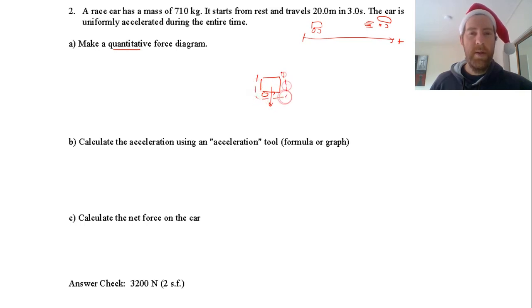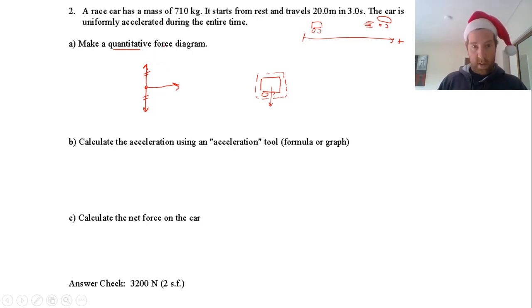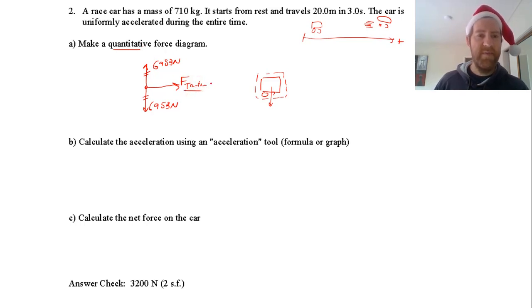I don't know why I'm drawing the whole thing, but maybe I'll draw it again over here. Those will be the same. It's uniformly accelerating. So I know this is 17 times 9.8, 6958, and this is 6958 newtons. The thing that causes the acceleration will be traction on the wheels by the road, but I don't know what that is. So in terms of quantitative, I don't know what that value is.